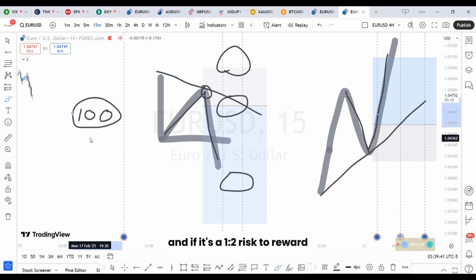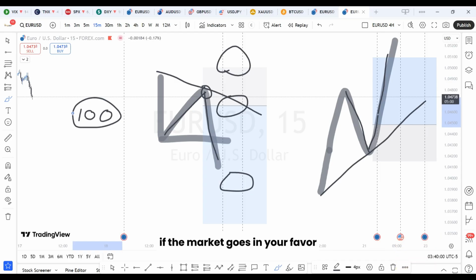And if it's a 1:2 risk to reward, for every $100 you are risking, you plan on getting $200 back if the market goes to your profit target. And if it's a 1:3 risk to reward, for every $100 you are risking, you plan on getting $300 back if the market goes in your favor. So that's basically about risk to reward and also pips.